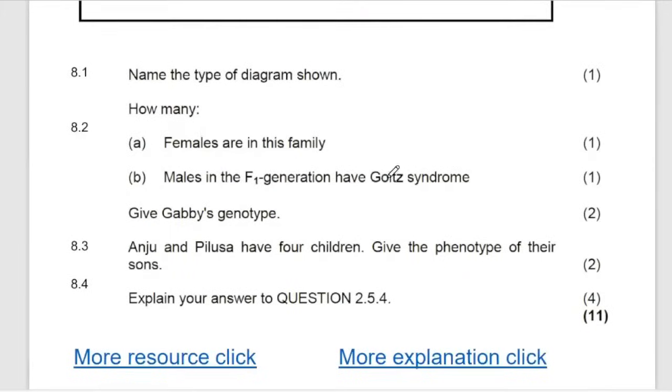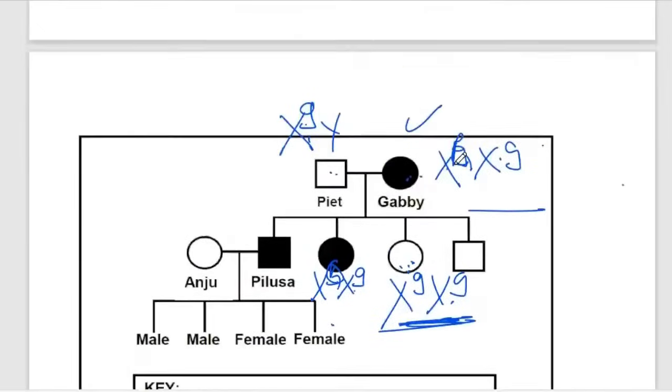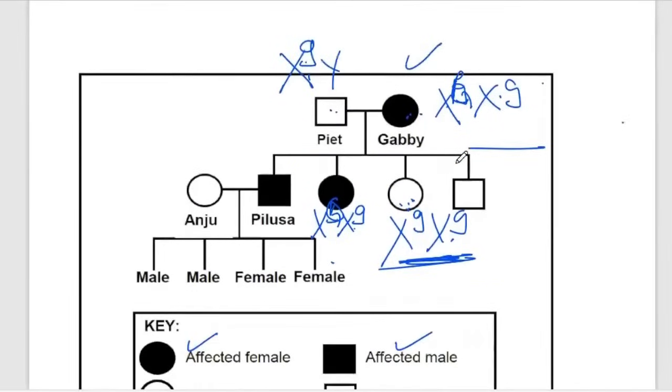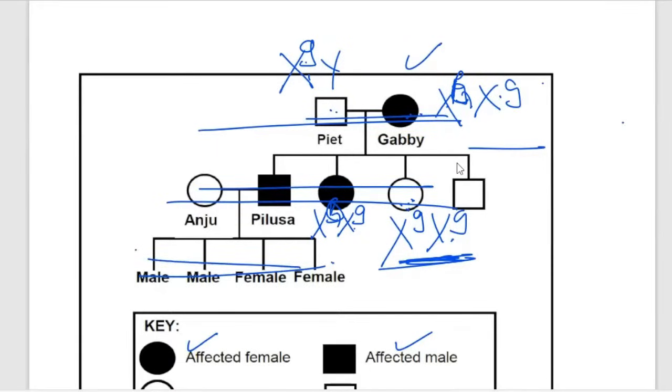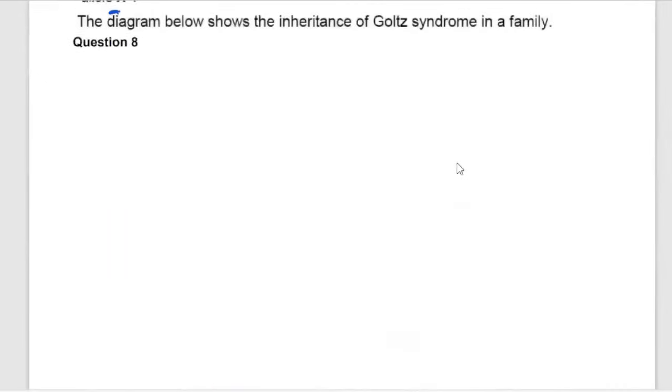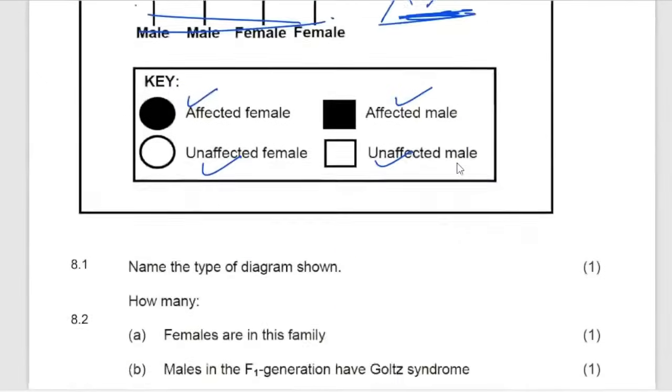How many males in this generation 1 have the syndrome? Generation 1. Where is the generation? The first generation. Remember, this is generation 3. 1, 2, 3. Because they are looking for males in generation 1. So this is 1, 2, 3. They're talking about generation 1, with the disease. The answer is 0, because it's caused by a dominant allele.